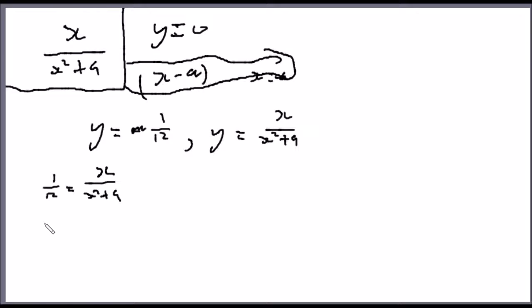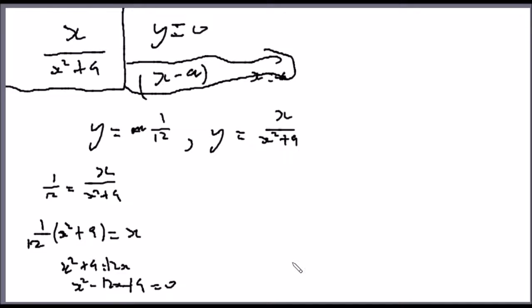Okay, and then you just do some algebraic manipulation here. So x squared plus 9 equals 12x. So let's see if there's factors here. Can't seem to find any factors, so let's try and complete the square.